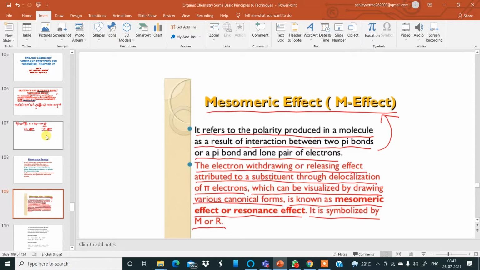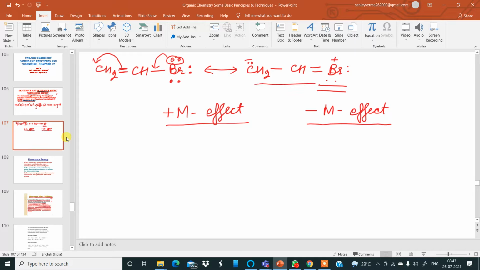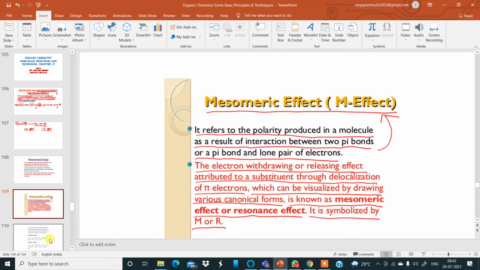So you have seen over here, a canonical form is here. There is a canonical form. Okay, now that is a canonical form.